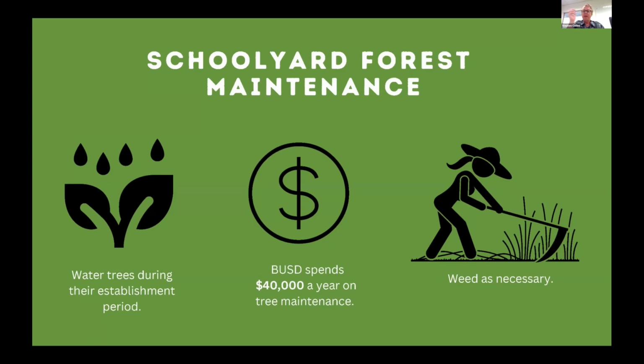So weeding, obviously mulching, when trees are young, they need to be cared for. Staff can handle, in our district, my garden staff take care of trees 20 feet and smaller, and then contractors do.